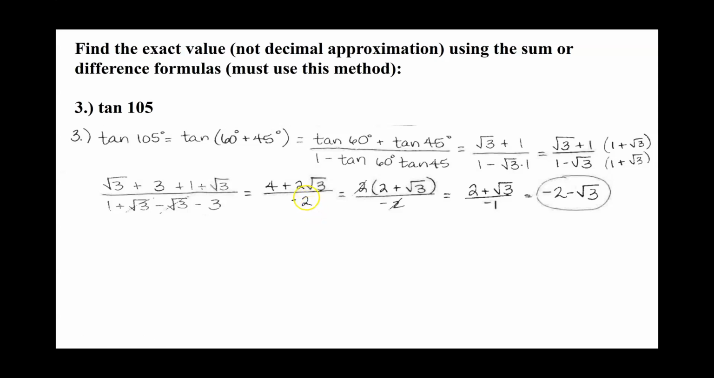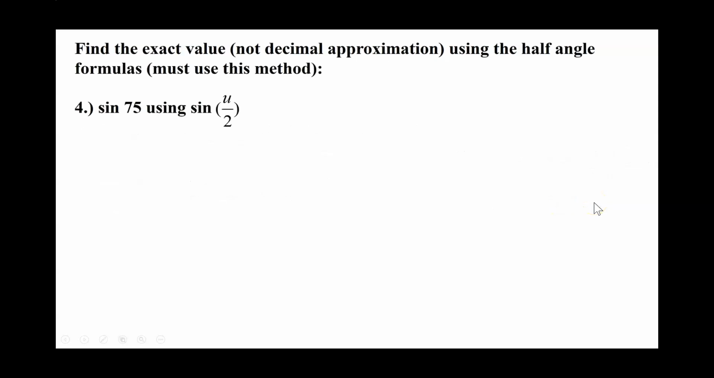Now remember, you cannot cancel these 2's or this 2 with this 4. You can't cancel things that are being added and subtracted. So what I need to do is see if there's anything I can factor out of my numerator. And sure enough, I could take out a 2. Now because that 2 is being multiplied, I can cancel that 2 top and bottom. That still leaves me with a negative 1 in the denominator. So 2 divided by negative 1 is negative 2. And the square root of 3 divided by negative 1 is negative square root of 3.